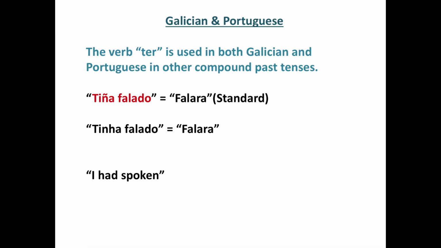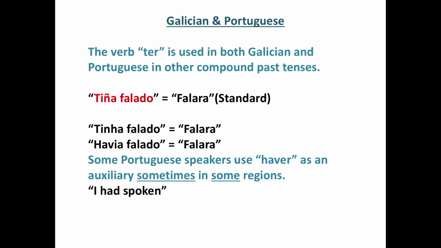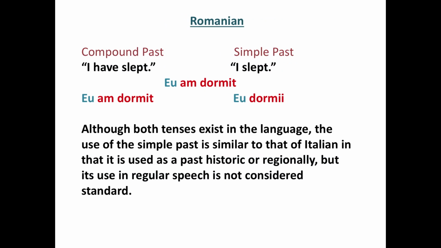The verb ter is used in both Galician and Portuguese and other compound senses, such as tinha falado. Falará is the standard. In Portuguese, tinha falado. Falará exists, but it's not used that frequently, if ever. Some Portuguese speakers use haver as an auxiliary, sometimes in some regions. Romanian. Eu am dormit, eu dormi.